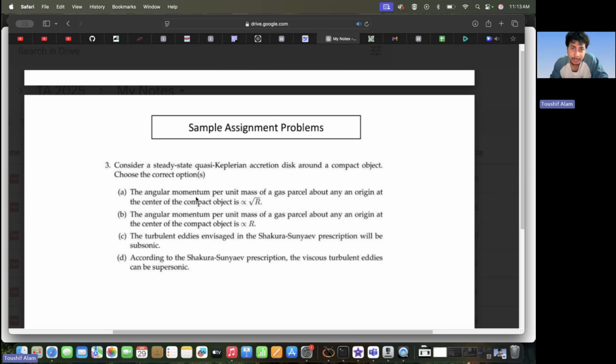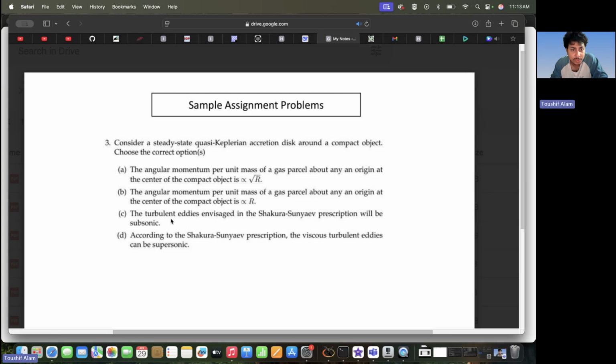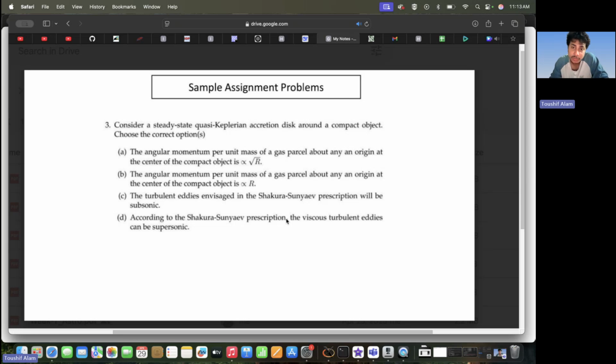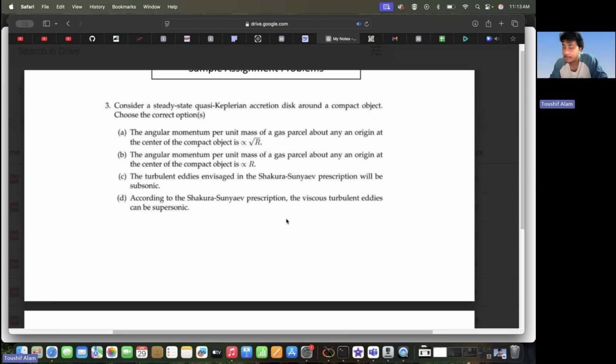Consider a steady state quasi-Keplerian accretion disk around a compact object. Choose the correct option: the angular momentum per unit mass of the gas particle about the center of the compact object is proportional to root r. The second option: it is just proportional to r. Turbulence as envisaged in the Shakura-Sunyaev prescription will be subsonic. In the Shakura-Sunyaev prescription the viscous turbulence can be supersonic.